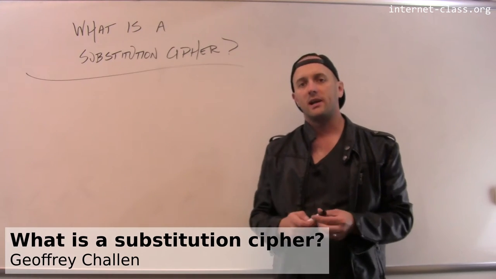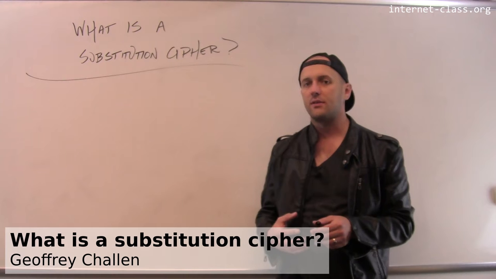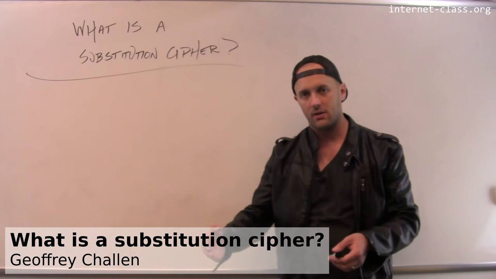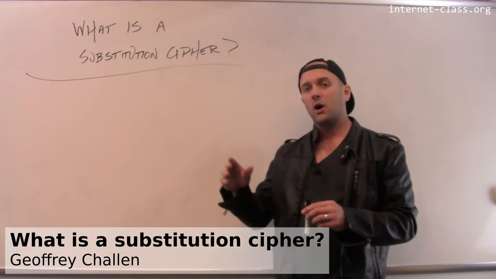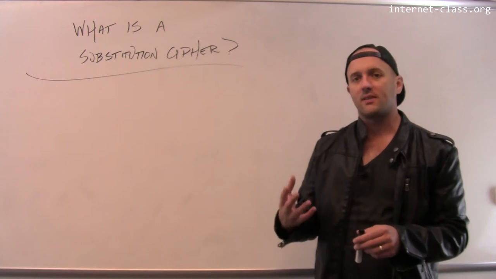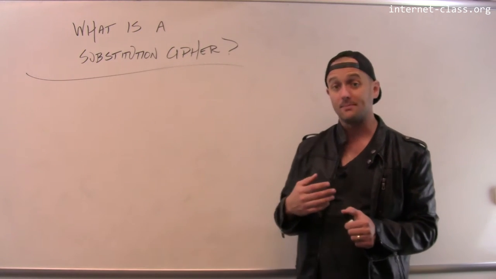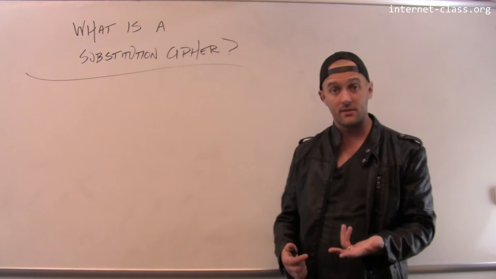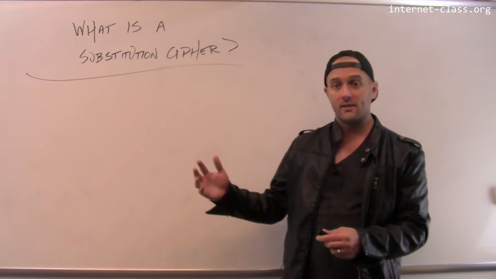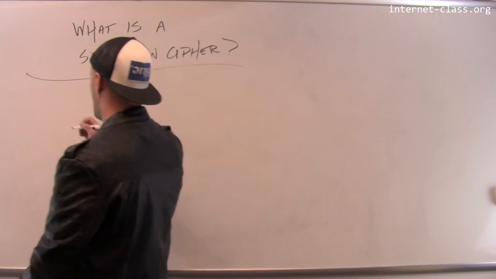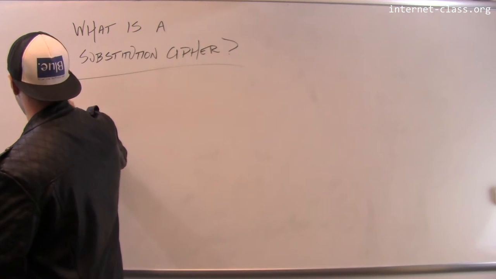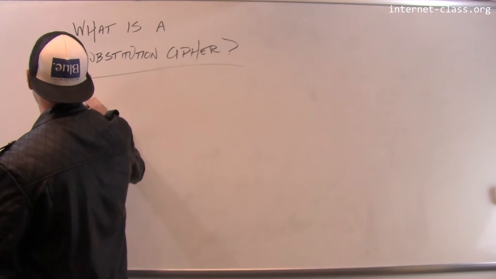Remember that in symmetric key encryption, the same key is used to both encrypt and decrypt. Let me present a simple example of that. One of the simplest and maybe oldest examples of an encryption system that uses a key is something called a substitution cipher. So let's say I have a message, and we'll say that that message is "a message".